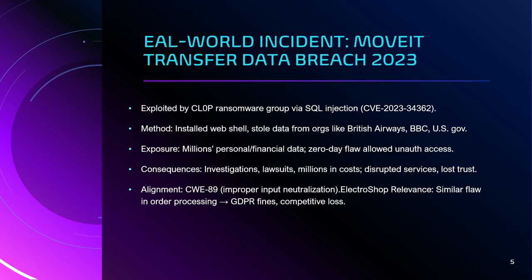To put this in context, let's examine the 2023 MOVEit Transfer data breach, a stark example of injection in action. The ransomware group exploited a SQL injection vulnerability tracked as CVE-2023-34362 in Progress Software's file transfer tool. They installed a web shell to steal data from major organizations, including British Airways, the BBC, and U.S. government entities, without any authentication needed.